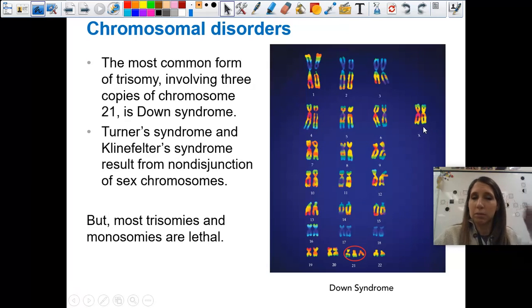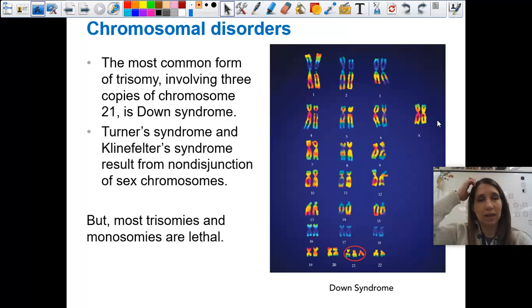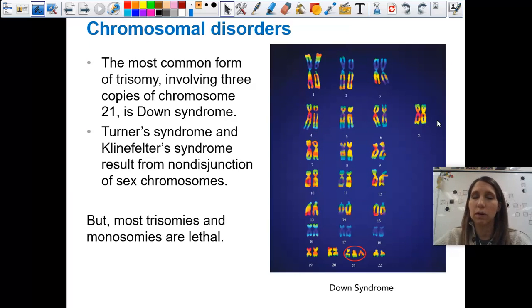Klinefelter's is where you have XXY, and for those individuals, they're going to be similar to what females do normally, which is to turn off one of their X's, and they're also going to express the Y that's present. So for all intents and purposes, they'll look like males.